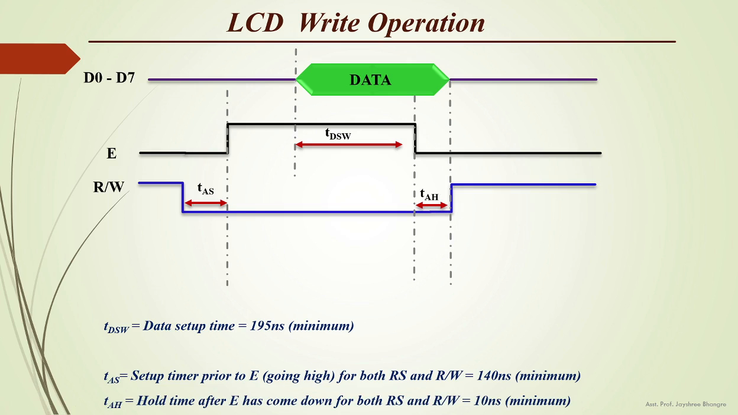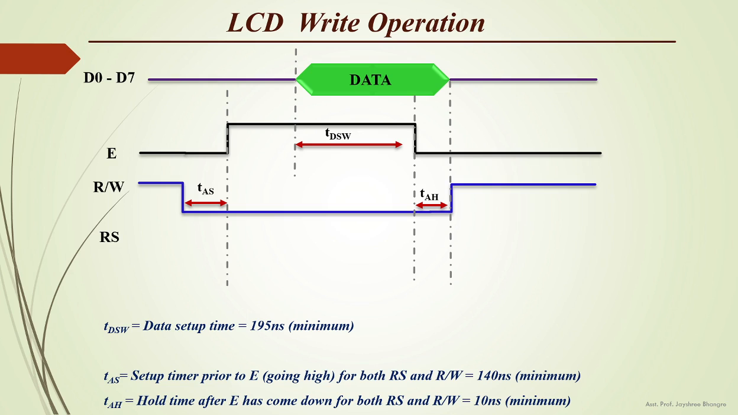Then this is the timing between the instant at which the enable signal goes down and the write signal goes high. So we are actually removing these two signals. The difference between these two time instances is TAH. So this is the hold time after enable has come down for both the register select input and the read/write input, and it is 10 nanoseconds.